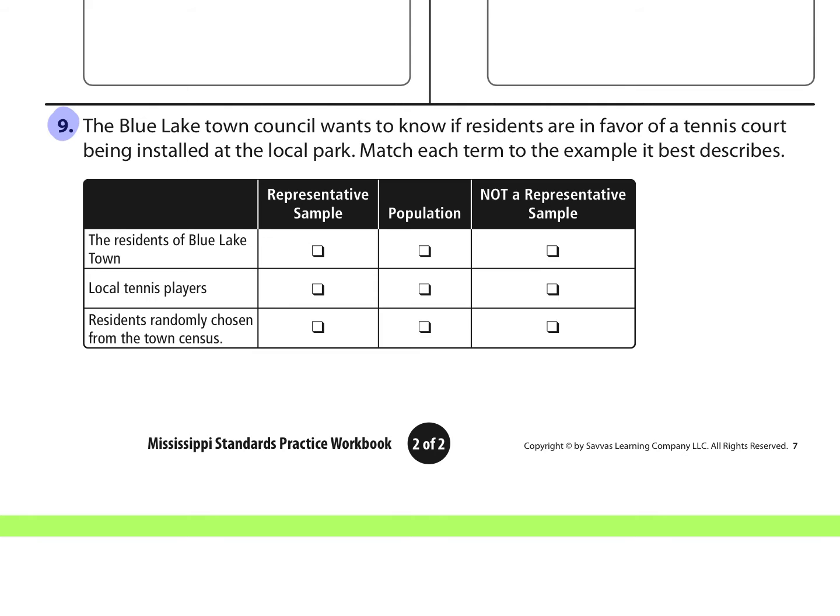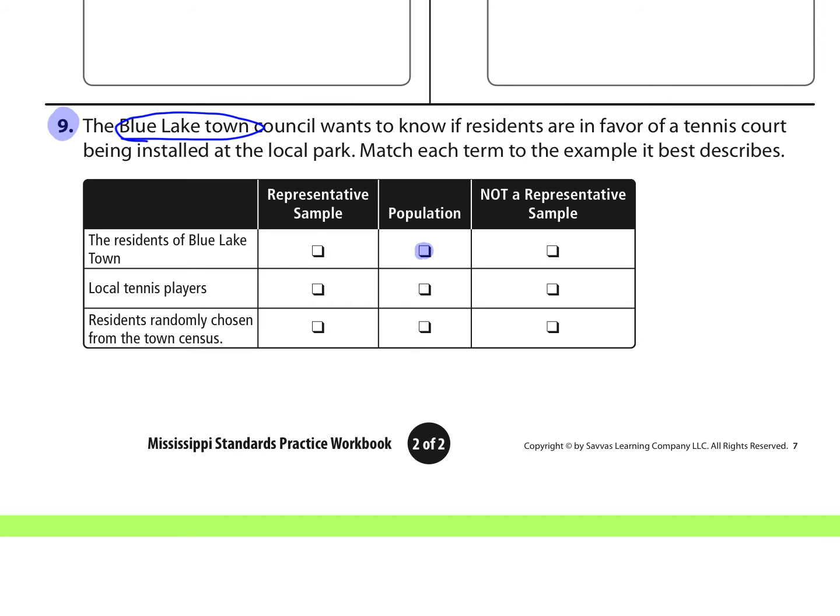Number 9, the Blue Lake Town Council wants to know if residents are in favor of a tennis court being installed at the local park. Match each term to the example it best describes. Well, let's just first notice that this is the council for Blue Lake Town, and they're looking at Blue Lake Town residents. So Blue Lake Town residents are going to be the entire population.